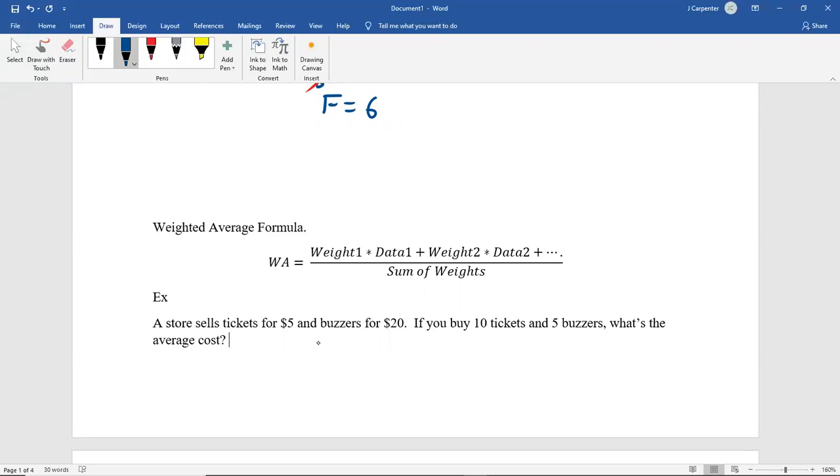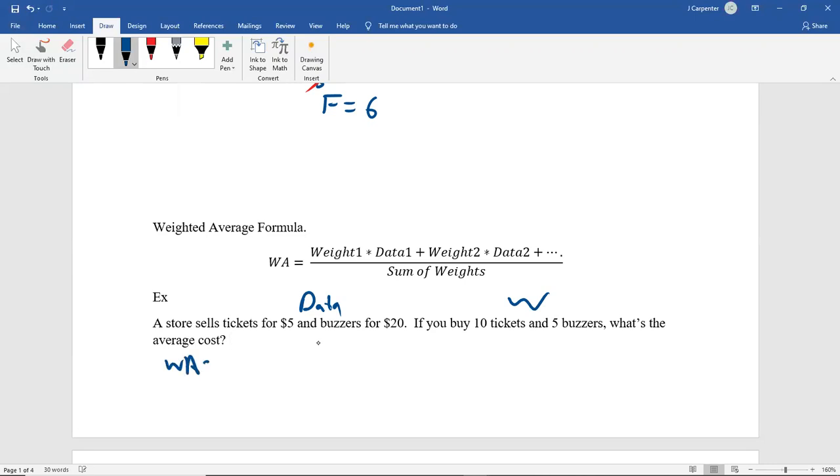So here, the weights, in this instance, unlike a grade, are the thing that you actually affect: how many tickets and buzzers you buy. So these are the weights, and these are actually the data values. I know this is the one type of scenario that doesn't quite make sense for what you call weight in data, but practice makes perfect. When you're talking about grades, it makes a lot more sense. The percentage that your teacher says something is worth, that's your weight. It's how heavy it is.